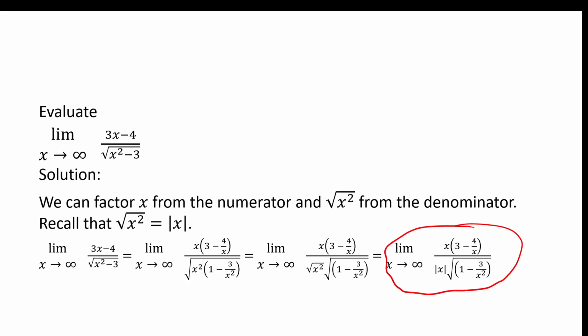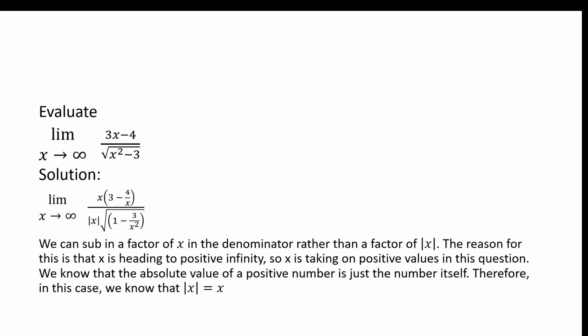So when we do that, as shown on the previous slide, we end up with this statement here. Now, we know that the absolute value of x will just equal x because x is going to infinity. We're plugging in infinitely large positive numbers here. So if x is heading to positive infinity, x is taking on positive values. So we know that the absolute value of x is x. So now we can cancel out these x's here. We can cancel out those x's that we see.